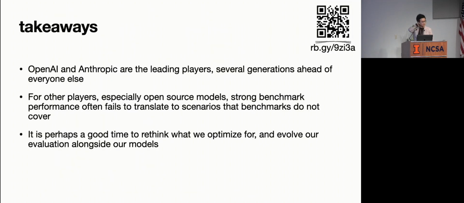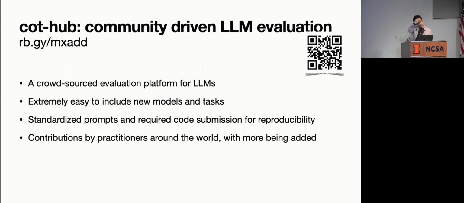So the takeaways. OpenAI and Anthropic are the clear leading players in this field. Their models are probably several generations ahead of everything else. For other players, especially the open source models, strong benchmarking performance often fails to translate to scenarios that these benchmarks do not cover. And it is perhaps a good time to rethink what we are optimizing for and evolve our evaluation protocols alongside our models. So evaluation is so hard.